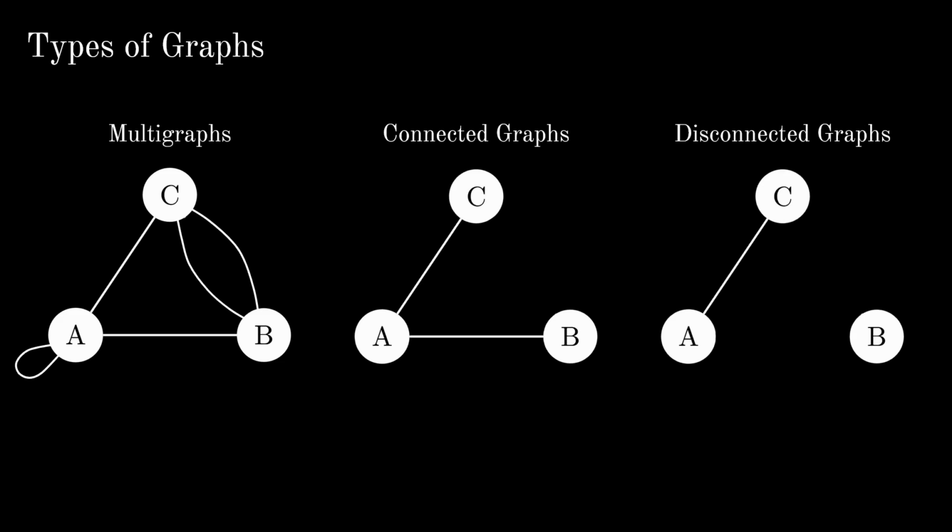You've also got multigraphs, where multiple edges can exist between the same 2 vertices. Connected graphs mean that every vertex is reachable in some way from any other vertex. And you have disconnected graphs, where some parts just don't talk to each other.